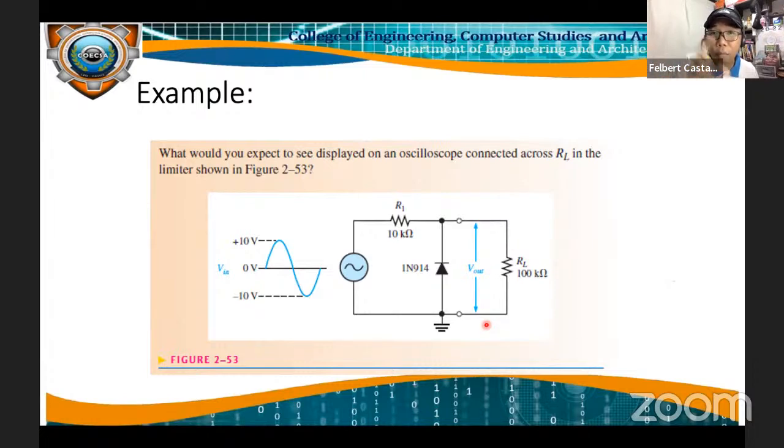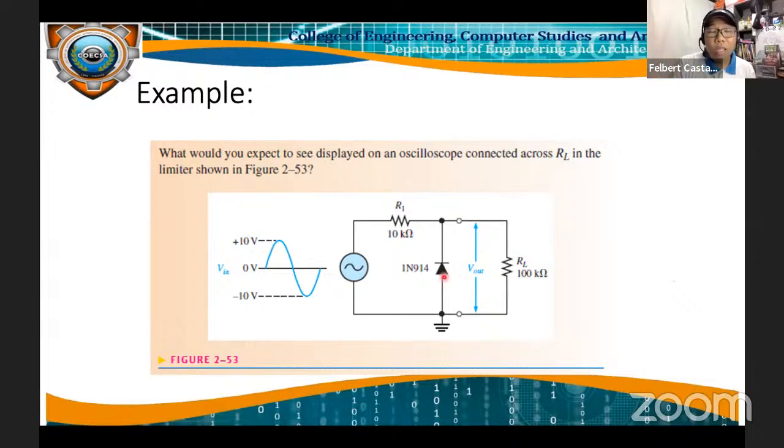So pwede rin yung input, as long as diba, you utilize 2 channels. The first channel for depicting the input, and channel number 2 or the other channel will be utilized to display the output waveform. So pwede nyo gamitin yung multisim to simulate this type of circuit para makita nyo, okay, nag-clip nga siya sa negative or sa positive half cycle. So yun.